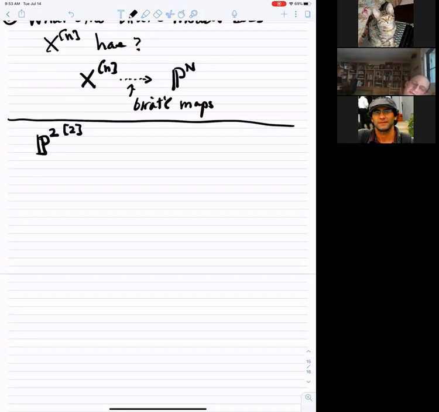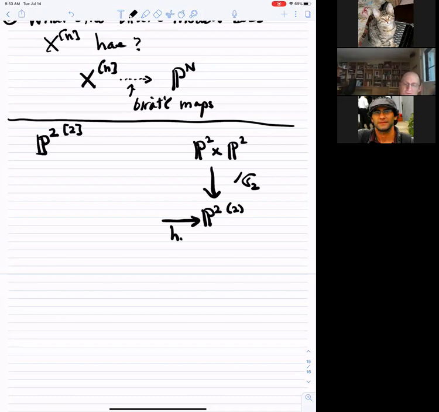So here what we did is that we took P2 cross P2, right? Then we went to the symmetric product, right? This is quotienting out by the symmetric group, right? Here we have the Hilbert scheme's morphism.